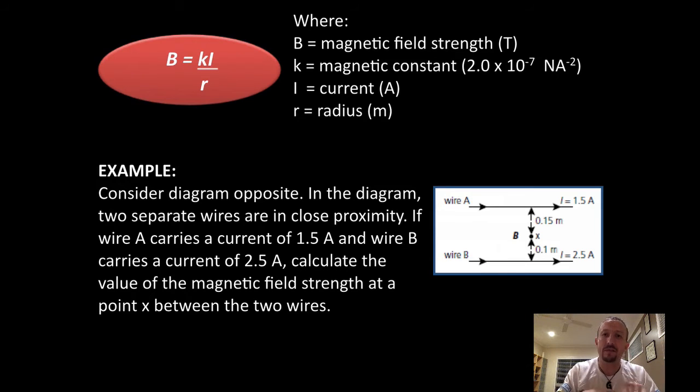If you plot this on a graph, you're going to get a straight line. The result of that straight line will basically be denoted by the gradient. The gradient will be the magnetic constant.